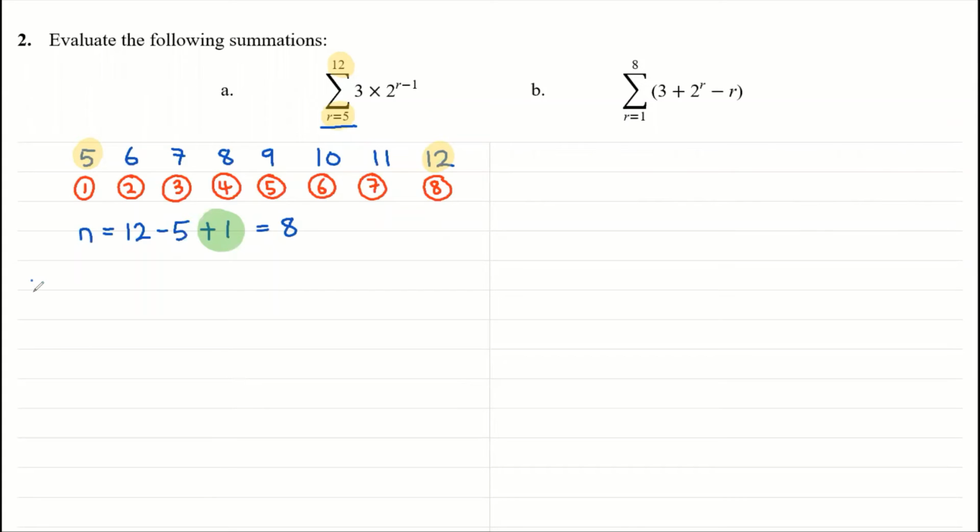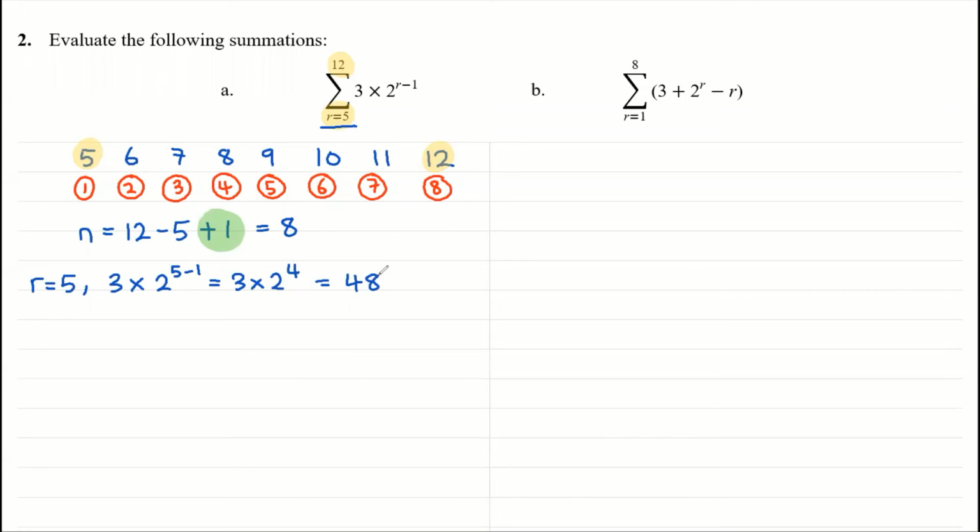So if I sub in r equals 5, which is where we're beginning, we're going to have, beg your pardon, 3 multiplied by 2 to the power 5 subtract 1, which is 3 multiplied by 2 to the power 4. Now, that's going to give us 48. So the first term in this geometric series is 48.